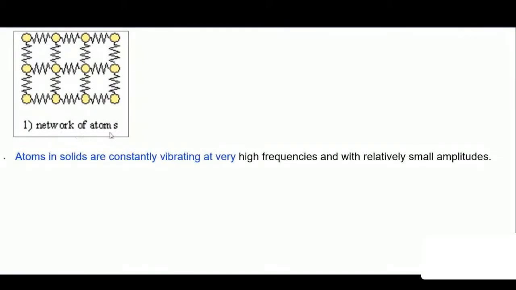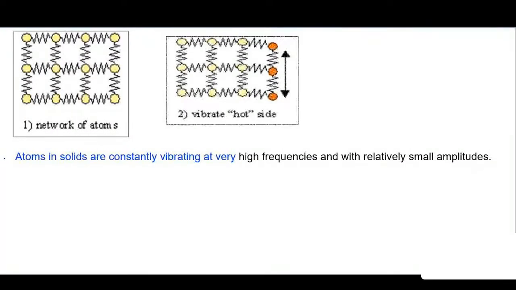So let us see how these lattice vibrations are developed. The atoms in a material are connected. Here the example is taken in the form of, say, a spring. So this spring represents the connection between two atoms. So this is a network of atoms. Atoms in a solid are constantly vibrating at very high frequencies and with relatively small amplitude. The frequencies are high, the amplitudes are small.